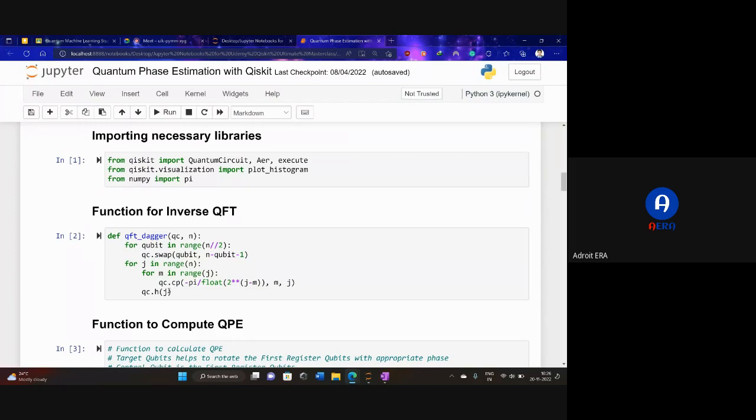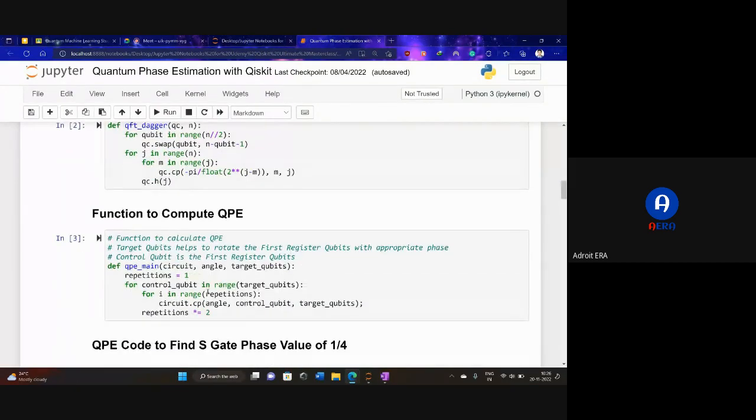So therefore we start in the opposite way. We first apply swap, then control phasing, then Hadamard. So we go in the opposite way, and that is the function for inverse QFT. So once you go through QFT again, this will become much more clear.